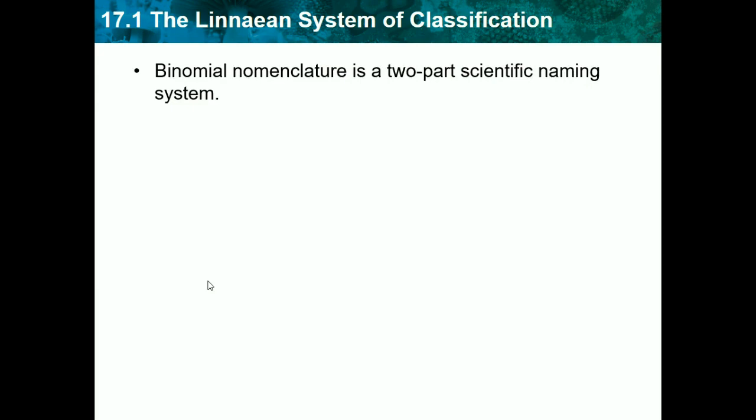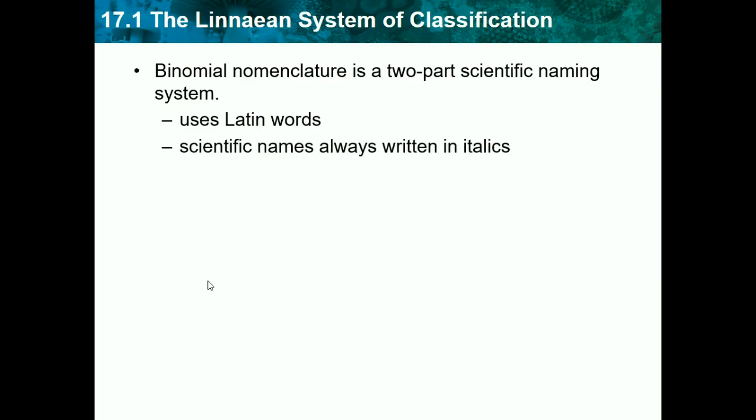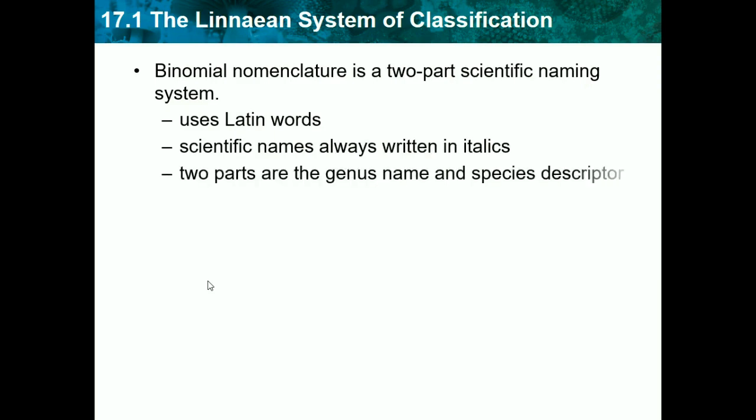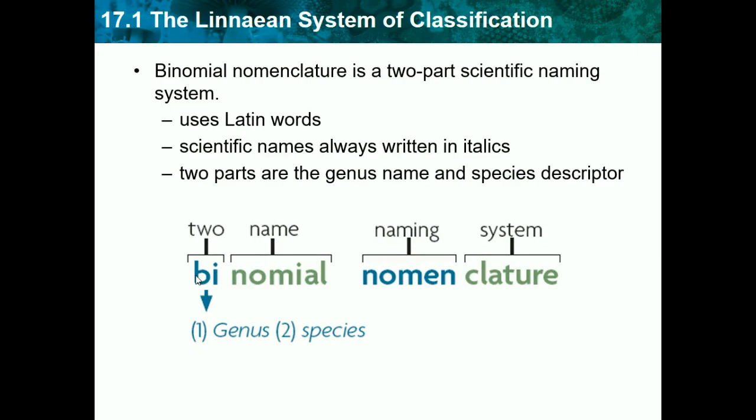Binomial nomenclature is a two-part scientific naming system. Bi is two, and nomenclature is basically giving names. It uses Latin. Scientific names are always written in Latin, in italics. The two parts are the genus name and the species descriptor. The first one is the genus, and the second is the species descriptor. So bi is two, nomen is naming, and clature is the system.